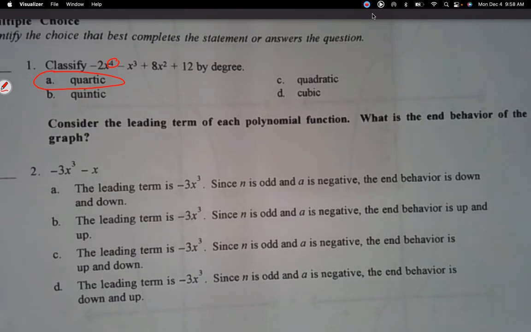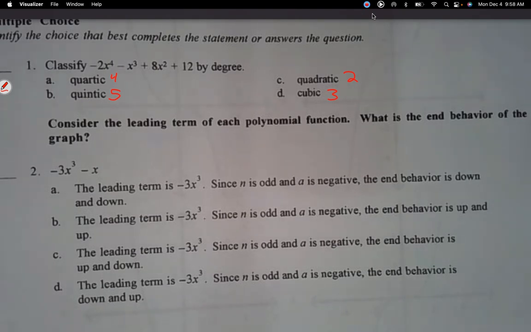If it was a 5, we would put quintic. If it was a 3, we would put cubic. And if it was a 2, we would put quadratic. Okay? Does everybody understand that one? Yes? So look, I'll write that here. Quartic is 4, quintic is 5, quadratic is 2, and cubic is 3.